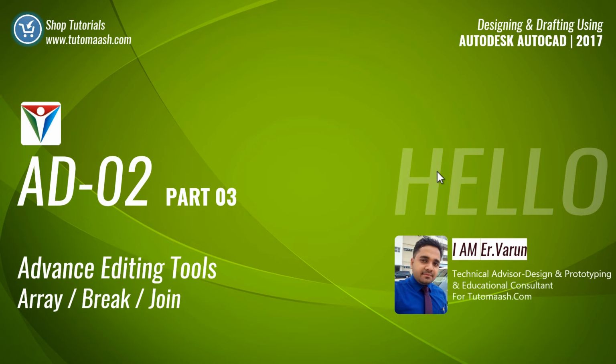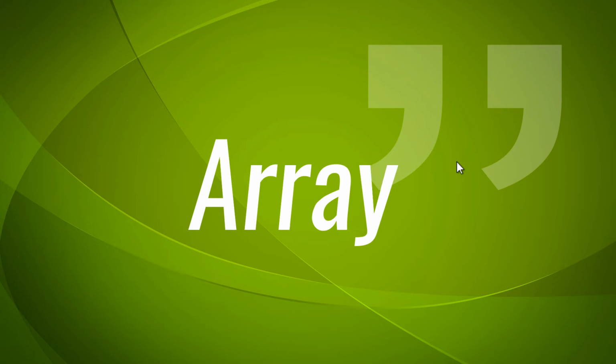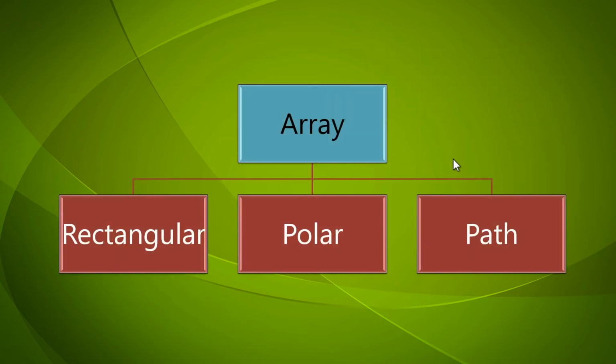In this session, we will be discussing advanced editing tools in AutoCAD. Array is one among the important tools which we use in AutoCAD. It helps you to copy and align the object in a respective pattern. Basically, there are three types of array. They are rectangular, polar, and path.